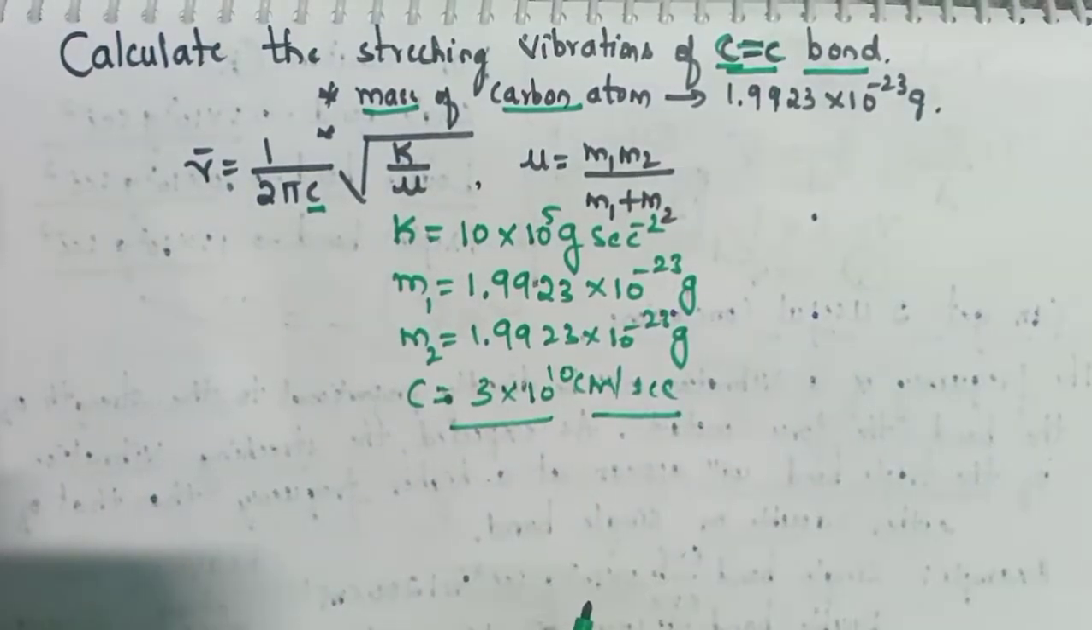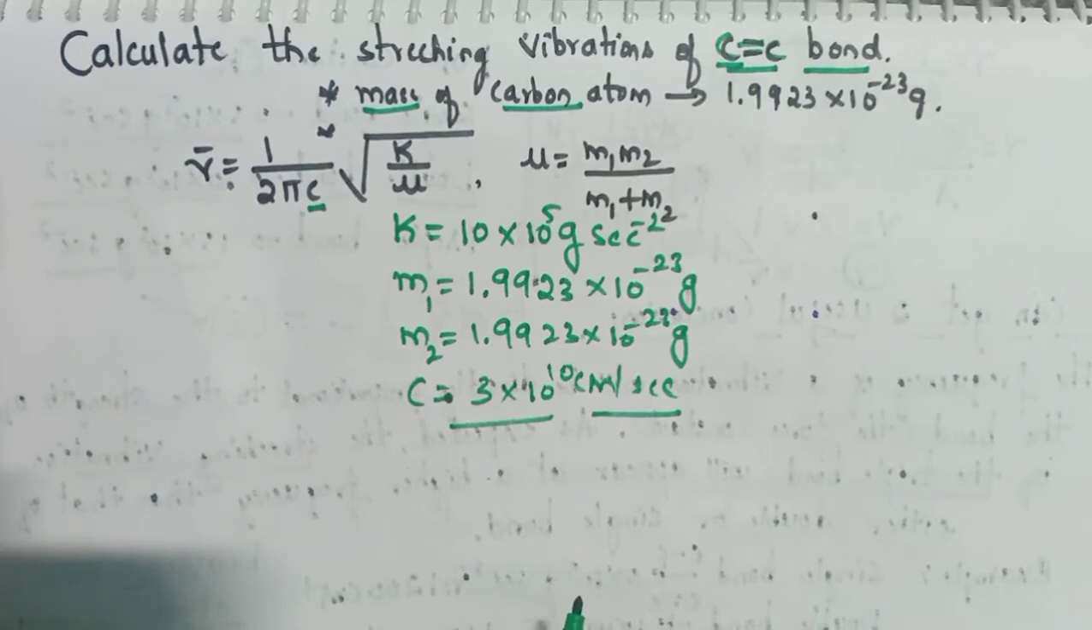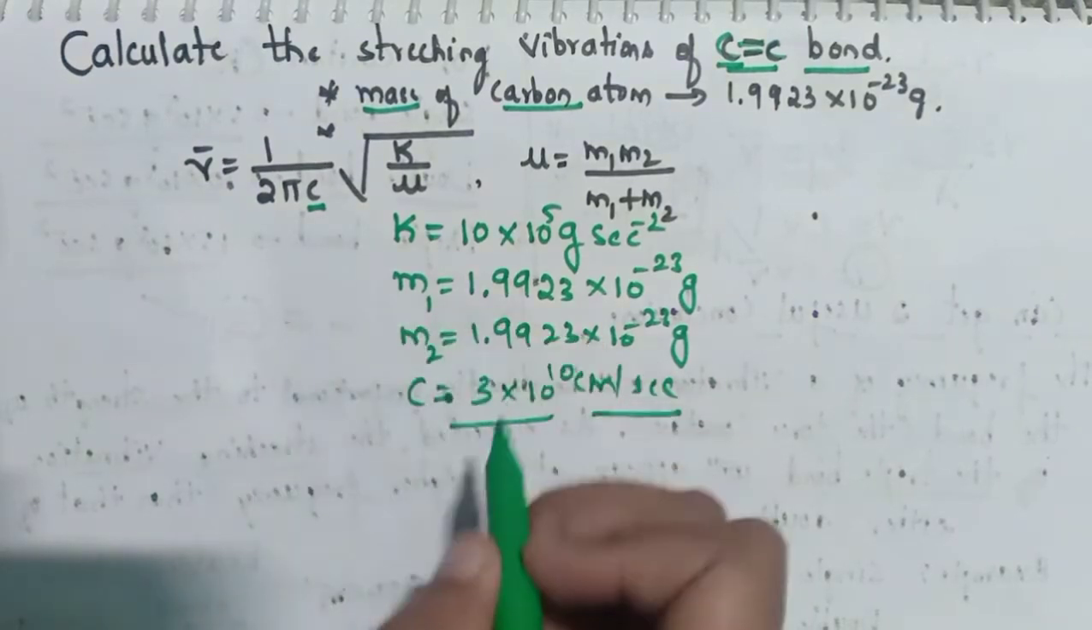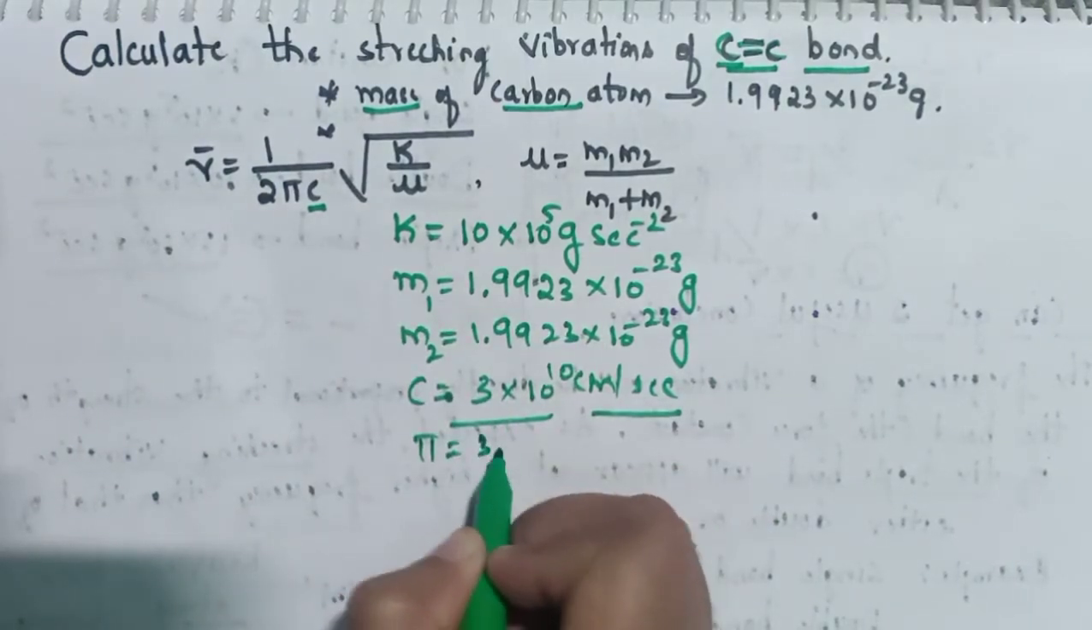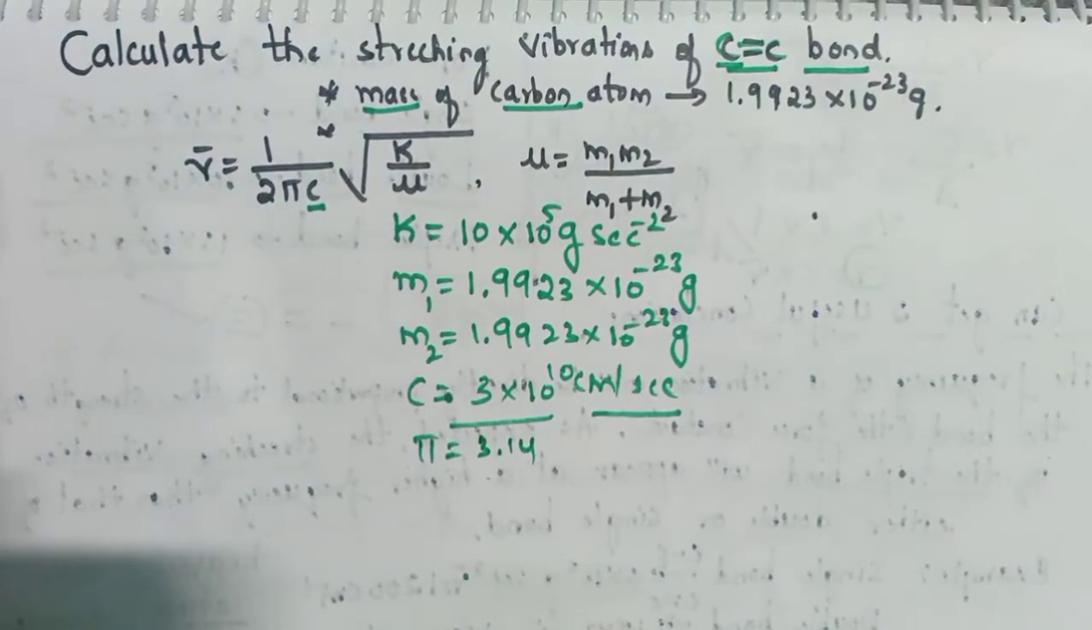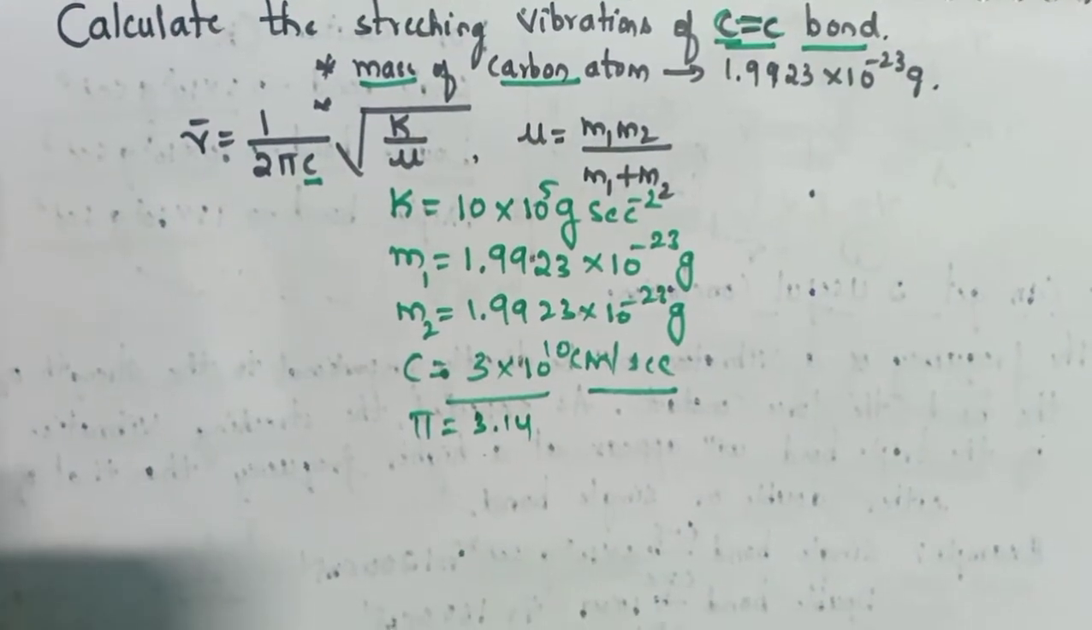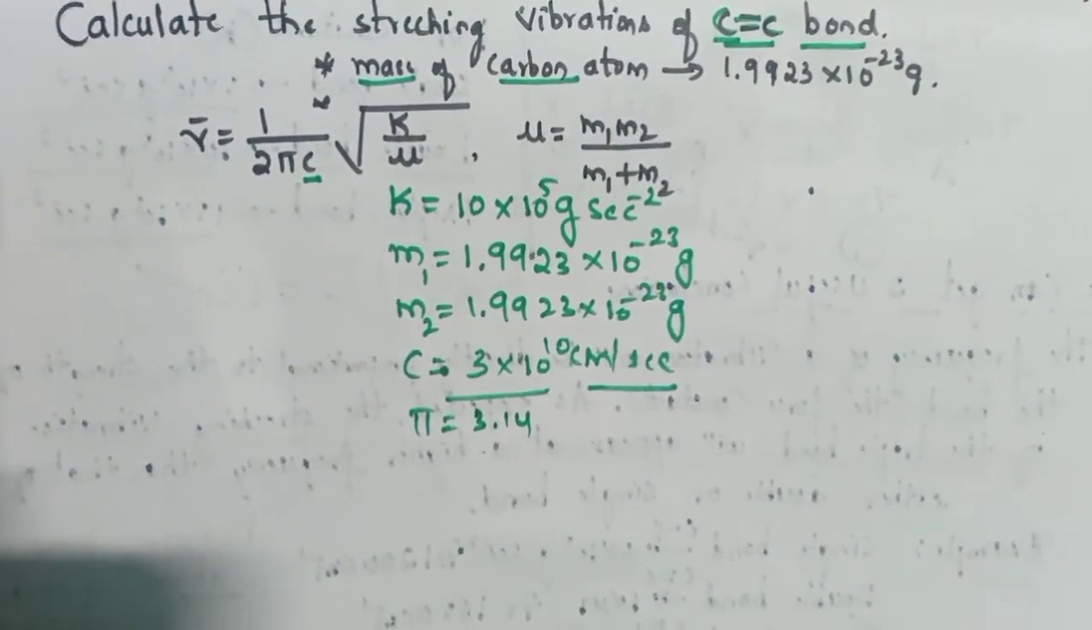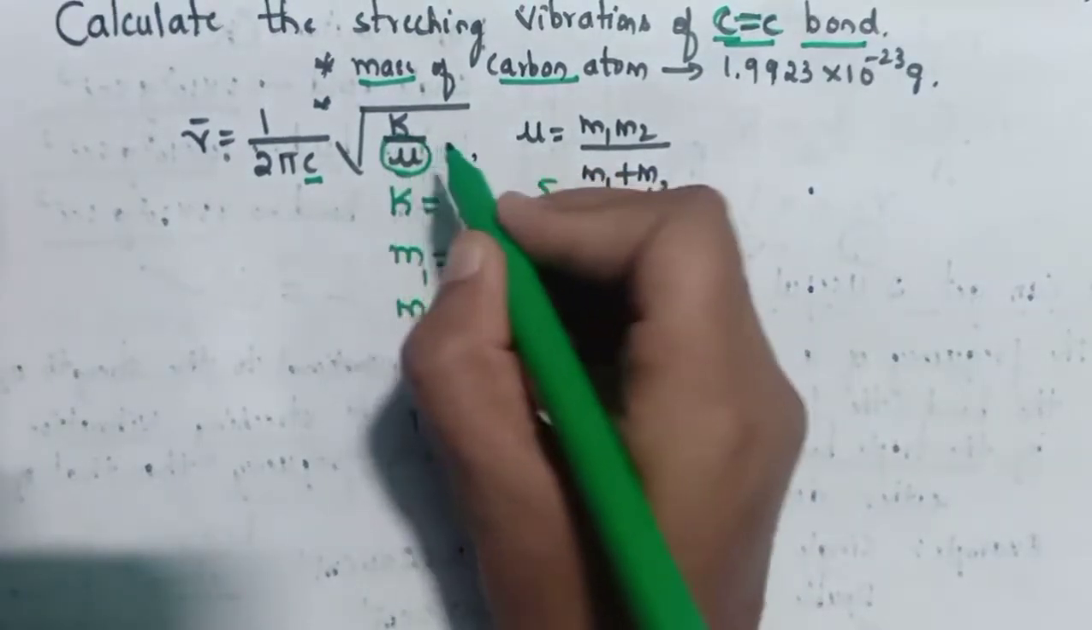Remember that the calculated value and experimental value will not be the same. They will be somewhat different from each other. And we know the value of pi, that is 3.14. So now let us calculate the value of the reduced mass, that is mu.